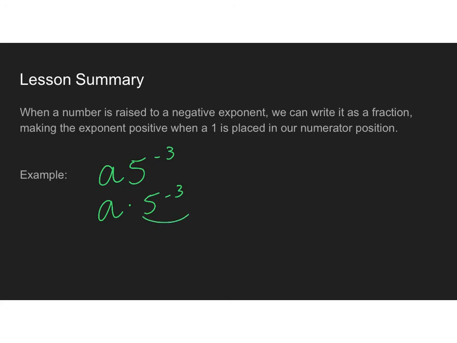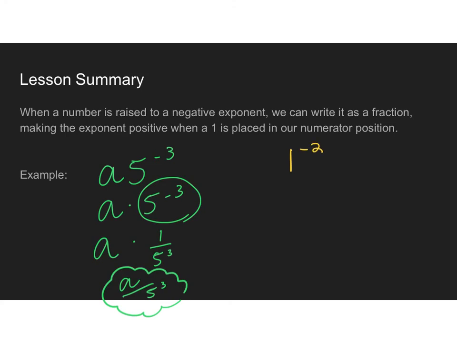We would just flip it over and write it as positive. So this becomes a times 1 over 5 to the third. All right. And if you wanted to simplify that further, a times 1 is a, and 5 to the third just stays the same. All right, so there is an example for you. I'll do one more example off to the side. 1 to the negative second. This is the same as 1 over 1 to the positive second. We just flip it over.